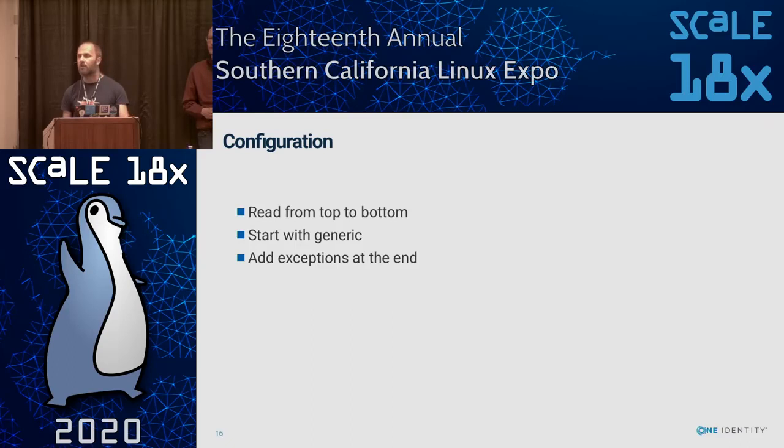The configuration file is read by sudo from the top to the bottom, which means that the last setting wins. It means that you should start with some generic settings and add exceptions at the end. Otherwise, it will be overridden.